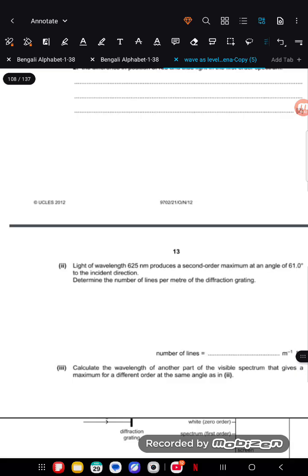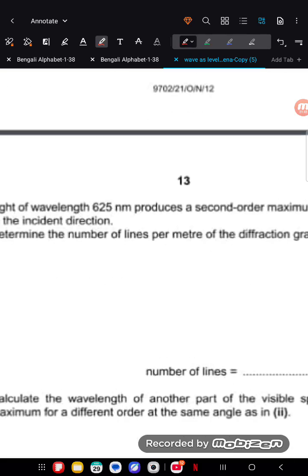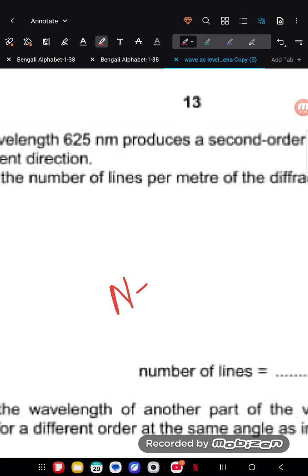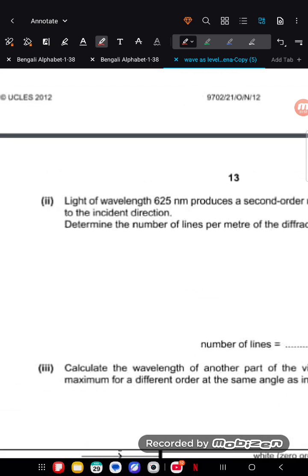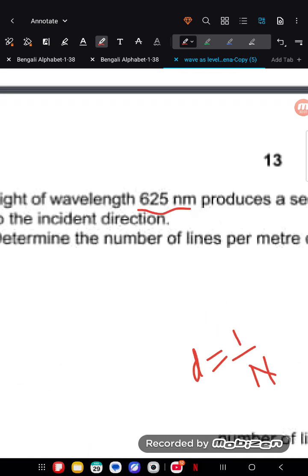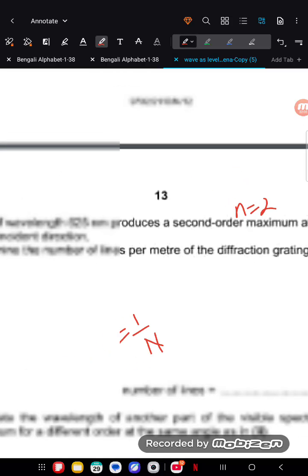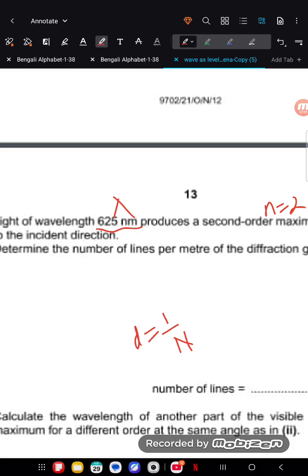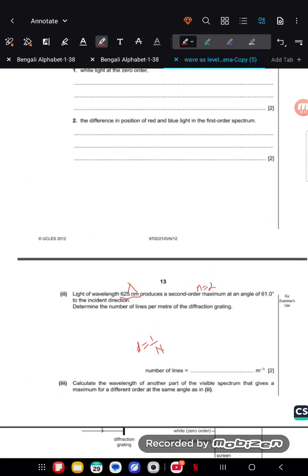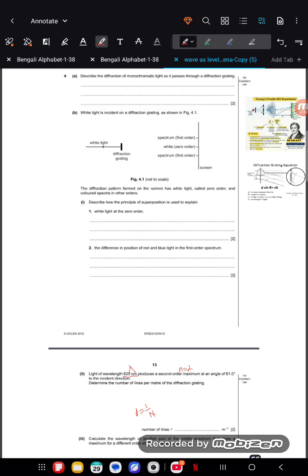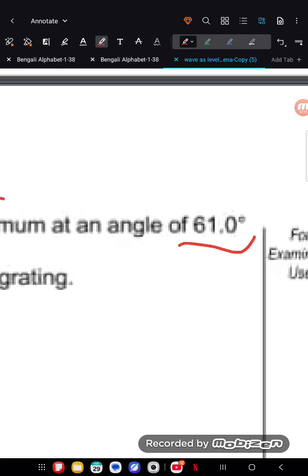To the incident direction, determine the number of lines. Number of lines means what? Capital N. In order to find this N, you have to find d. D is equal to 1 by N, right? So here wavelength is given, n is given as 2, and angle is given, sine 61.